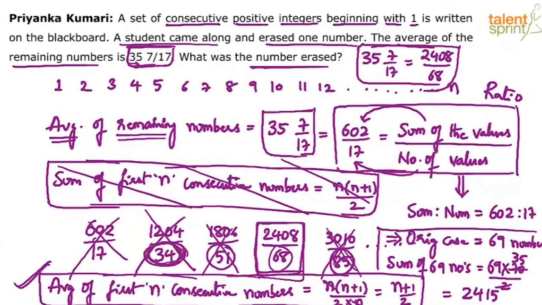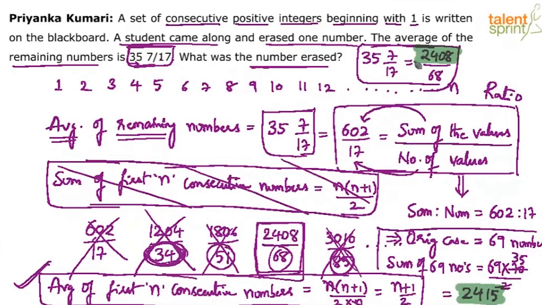Let me highlight two numbers here. One number is this 2415. And the other number is this 2408. You getting it? So what I have found is that in the original case, there were 69 numbers. The sum of the first 69 numbers comes out to be 2415. But after erasing one of the 69 numbers, the sum comes down to 2408.